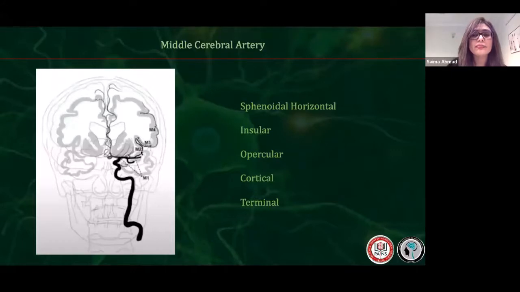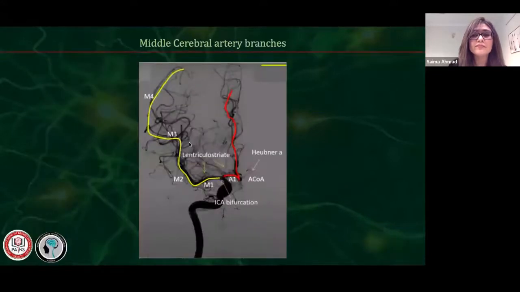Now, the point is this: the middle cerebral artery does not give a direct branch to the insula, but it hugs the insula. So it gives the perforating branches through the M2. And so with M1 occlusions, which are very common in stroke, we always have the insular infarct. So this is the M1 segment again with the lenticulostriates. This is the M2 insular segment, and then this is the sylvian segment.